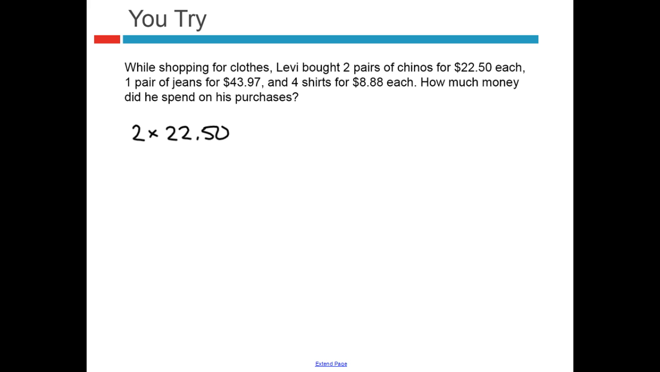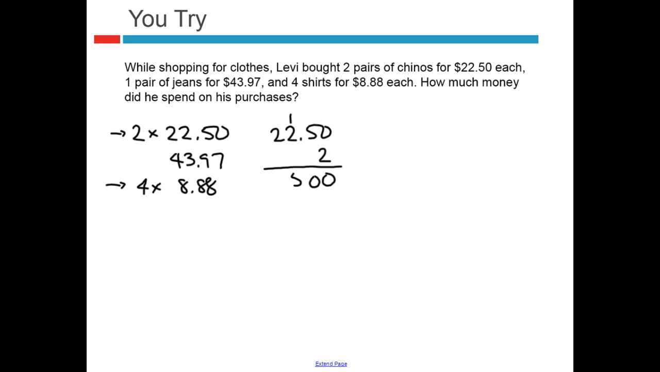And then he bought a pair of jeans for $43.97. And he bought 4 shirts, and each of those shirts cost $8.88 each. So we need to take 2 times the $22.50 plus 4 times the $8.88, and then add the $43.97 to that. So we need to do the multiplication first. So $22.50 times 2 is $45.